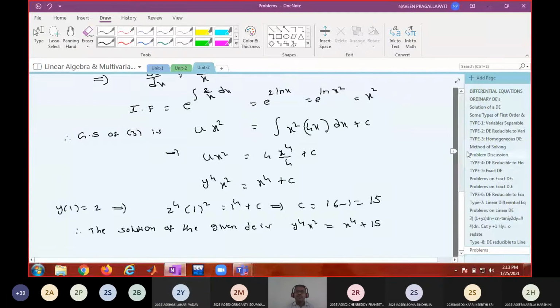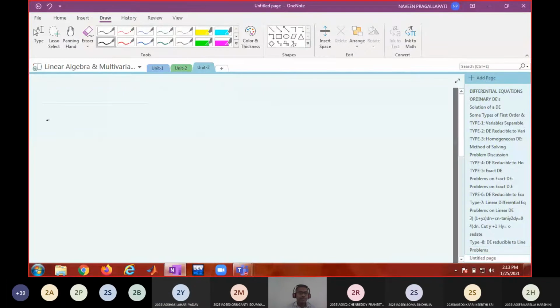Yes, sir. Right. Note down the second problem. y square dx plus xy minus x cube dy equal to 0.